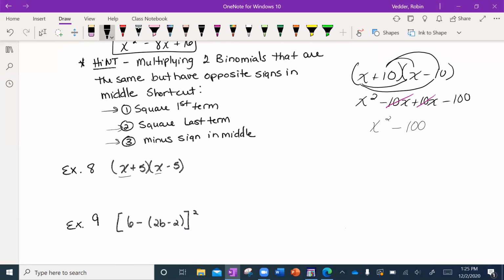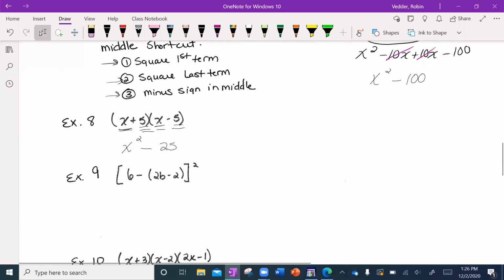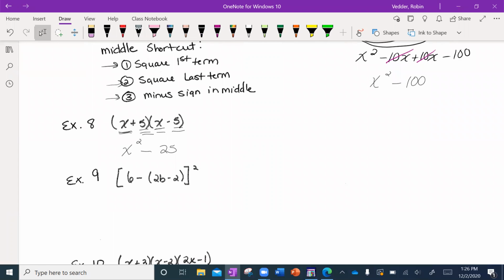So we square the first term. We square the last term. We put a minus sign in between them. Again, guys, like I said, if you don't want to use the shortcut, you can always first, outside, inside, and last them, and you will get the same exact answer when you combine like terms. We're going to do that one more time for something that is a little bit more complicated.